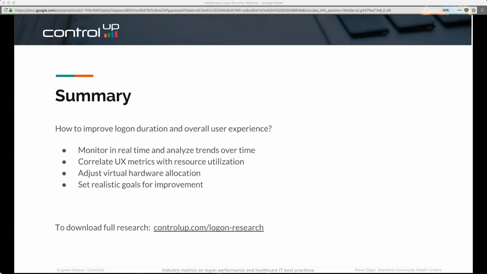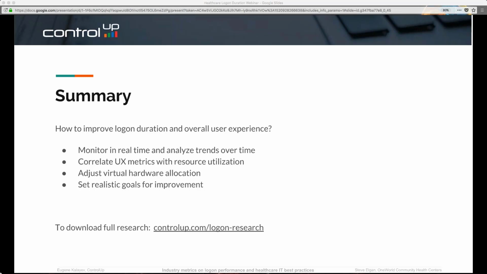So, adjusting virtual hardware allocation. I think Steve presented a couple of examples on how virtual hardware allocation can help, or planning or resizing the VMs can help, but the physical hardware shouldn't be forgotten. Like Steve mentioned, sometimes just playing with the virtual CPU allocation and memory allocation for the VMs will not solve the issue until you look into the actual underlying hardware, the physical one.